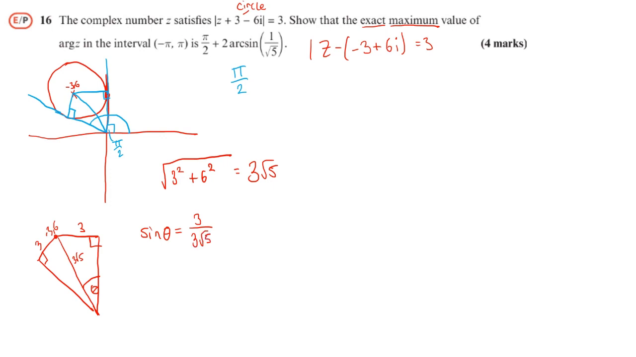Okay, so now I think we're getting close to the answer, because we've got our pi over 2 plus, and it's 2 because we're going to have 2 of these angles, arcsine of 1 over root 5. So how can we get that? Well, if we divide by 3, sine theta equals 1 over root 5. Now if we do arcsine of that, or sine to the minus 1, then theta is equal to arcsine of 1 over root 5.